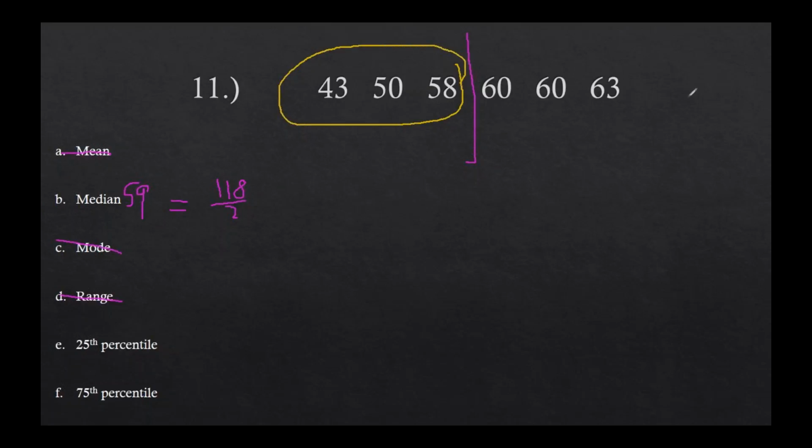50, correct. You're just finding the median of those 3 yellow circled numbers. The median is the one in the middle. So the 25th percentile is 50. Then when we go to the upper half, we're looking for the median of the numbers above the median. So what is the 75th percentile?